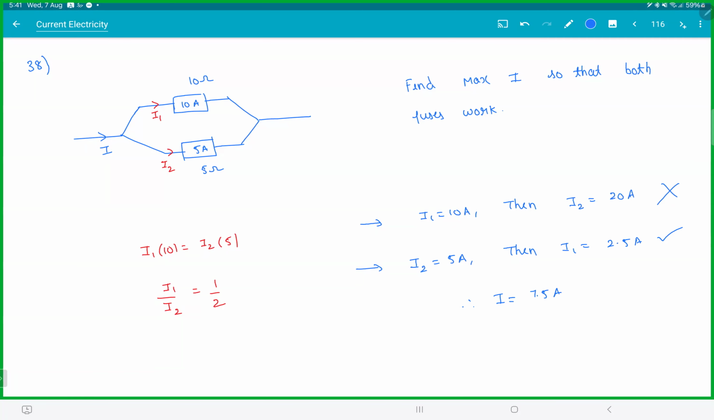Have a look at this. All clear? Simple thing. That's the thing about fuse. Next thing.